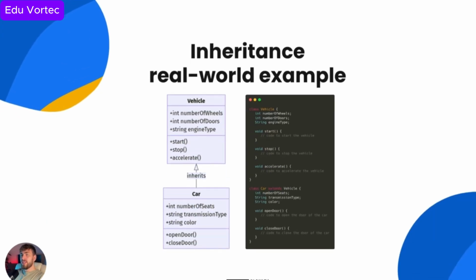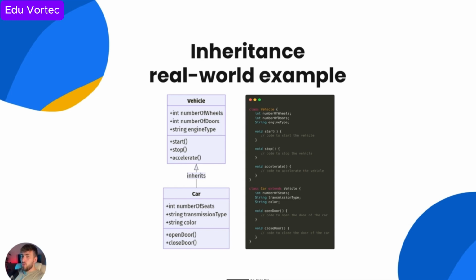To illustrate the concept of inheritance, let's consider a real-world example. Let's say we have a class called vehicle. This class has attributes like the number of wheels, the number of doors, and type of engine. And it also has methods like start, stop, and accelerate.